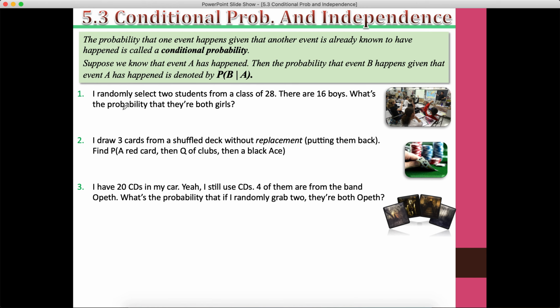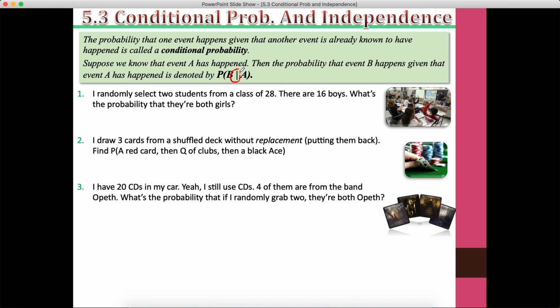So for example, I randomly select two students from a class of 28. There are 16 boys. What's the probability that they're both girls? Let's assume that every student in this class identifies as either a boy or girl, and then we need to consider what happens after we make our first selection of a girl. What we need to consider is what our second selection would look like. Our second selection is going to be influenced by the first one, and for this reason we need to invoke something called conditional probability, which is to say, what's the probability of B occurring given A has already occurred?